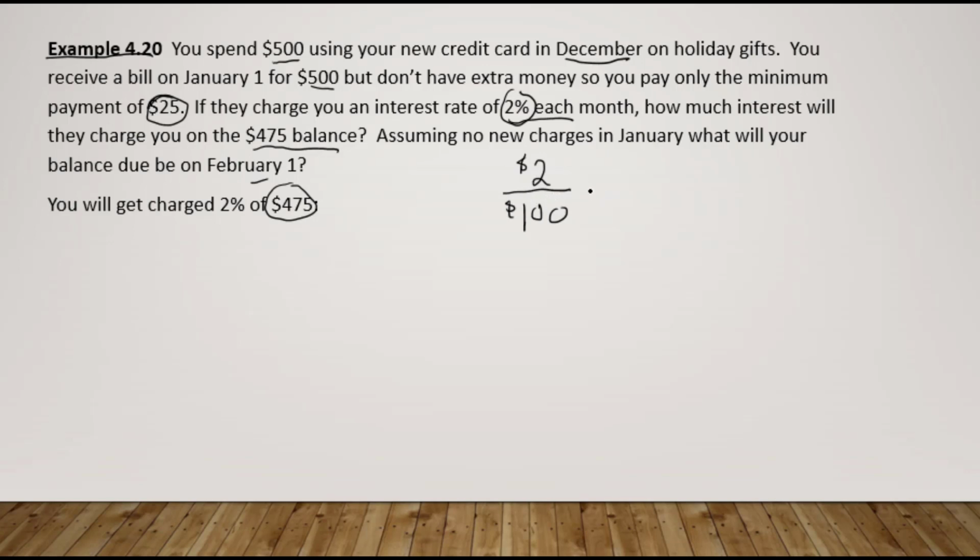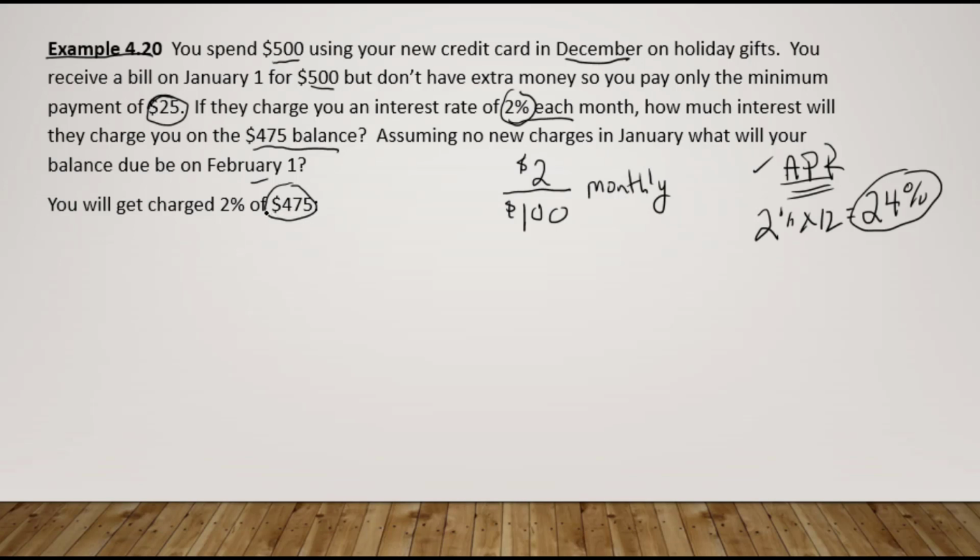And this is a monthly rate. To get the actual, it's called the annual percentage rate, which is the number on your credit card, the rate on your credit card. You'd have to take 2% and multiply it by 12, and you would get 24%. So that's the annual interest rate on your card.